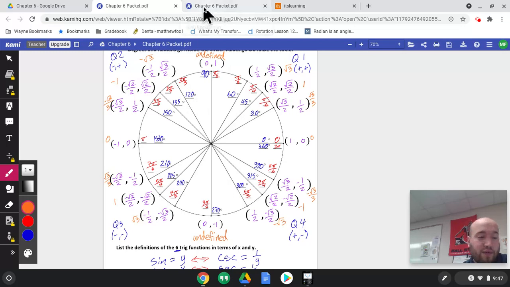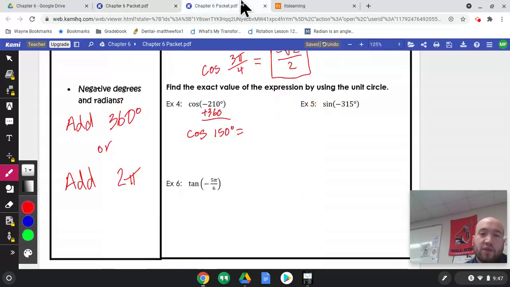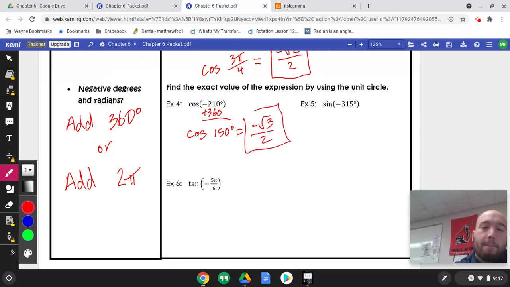Now, if we didn't add enough, we would maybe have to add 360 another time. So just do it until it becomes positive. So right here, we're finding the cosine. At 150, the cosine, the x value, is negative square root of 3 over 2. And we are done.